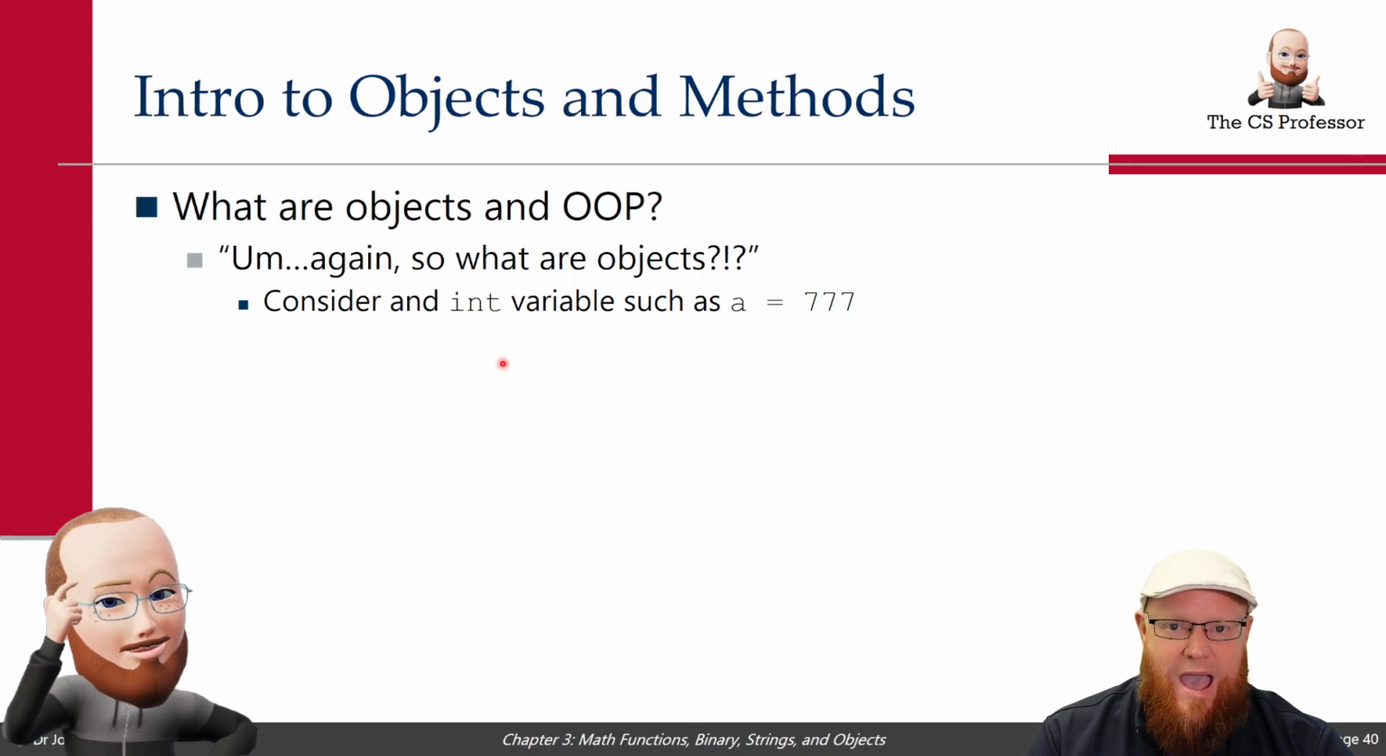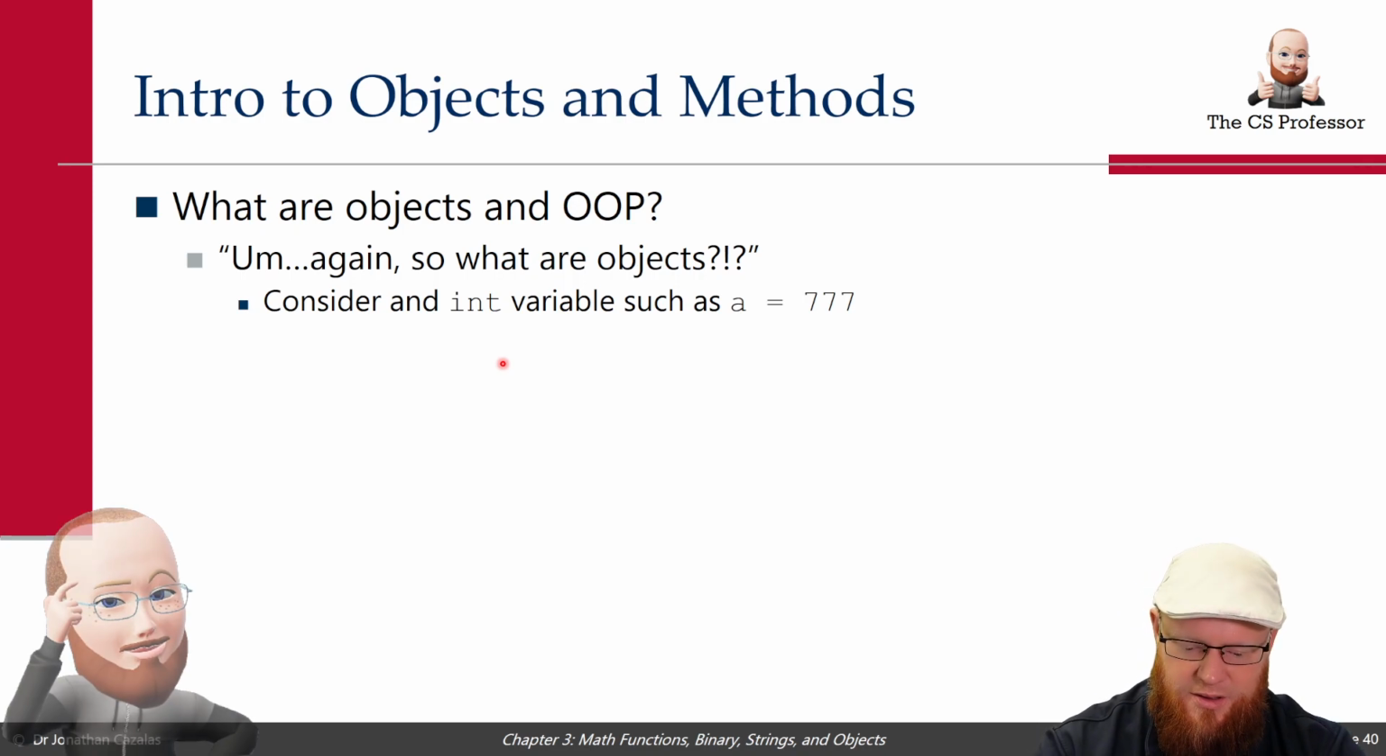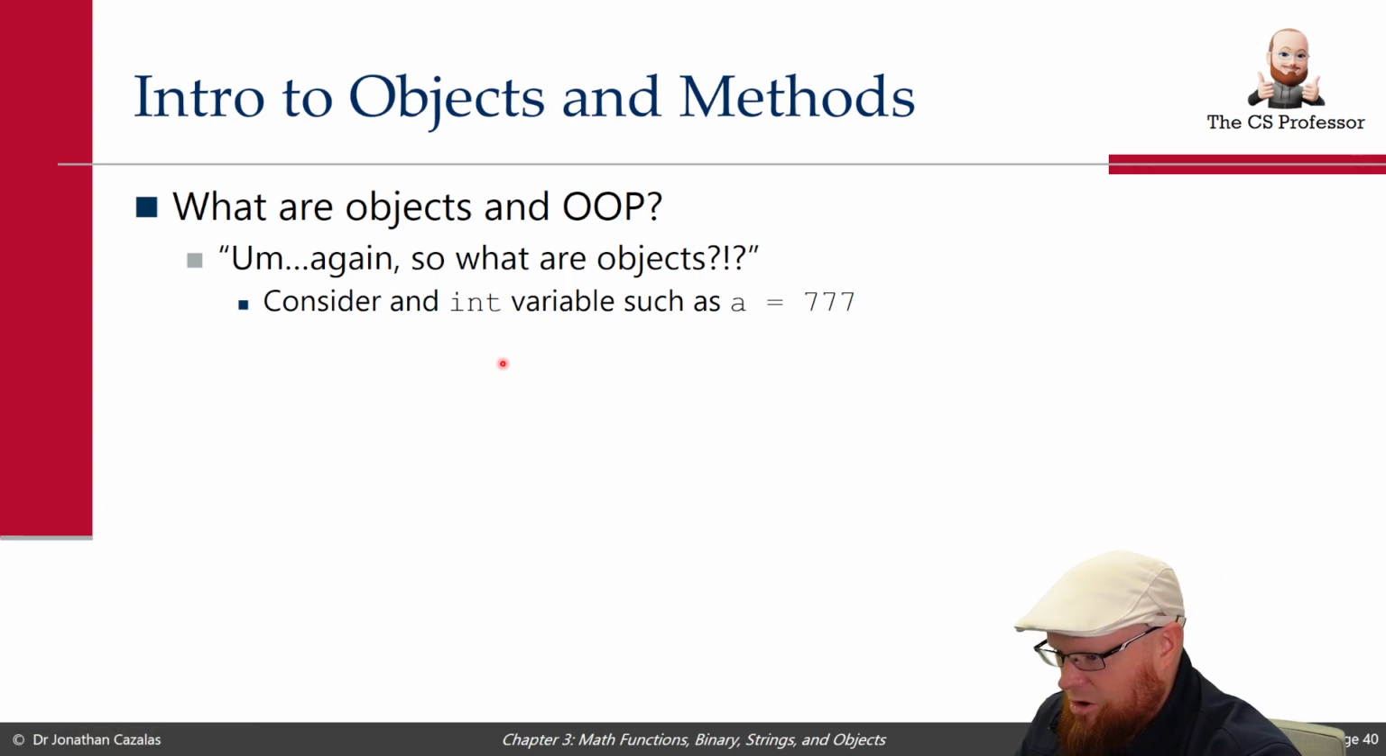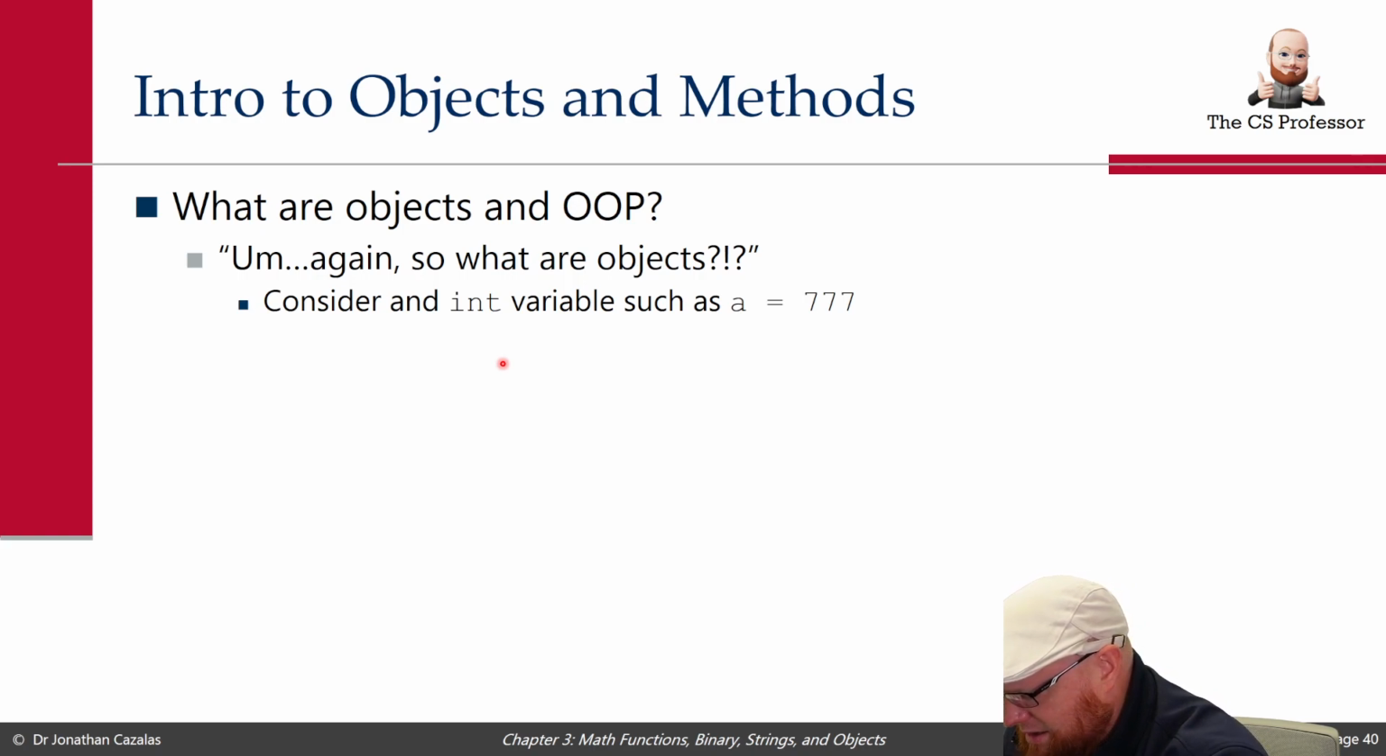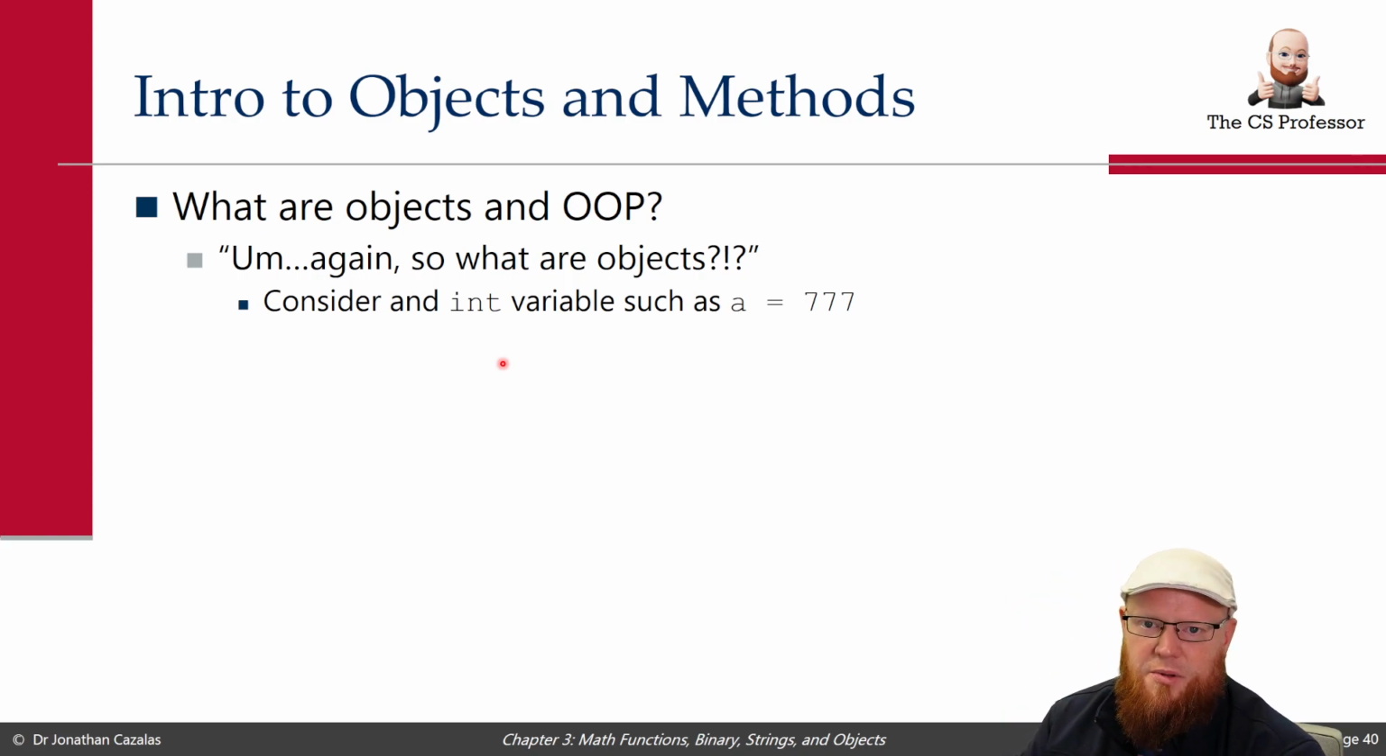What's actually happening? I'll come back here to the tablet. You may have thought, if I say A equals 777, what does that mean under the hood? You may have thought that A is basically a variable, and here's the space in memory, and we're storing 777 inside that variable. That's not what's happening.